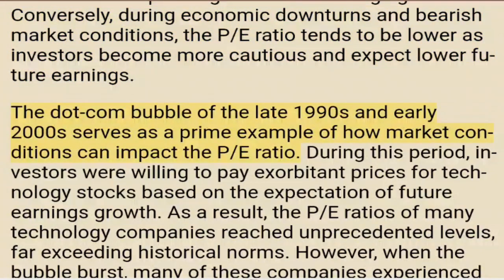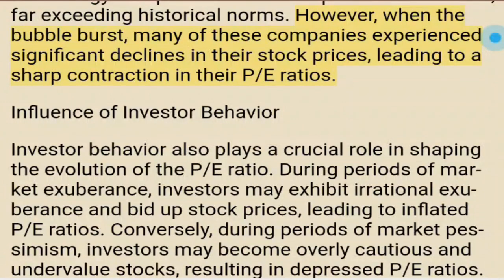The dot-com bubble of the late 1990s and early 2000s serves as a prime example of how market conditions can impact the P/E ratio. During this period, investors were willing to pay exorbitant prices for technology stocks based on the expectation of future earnings growth. As a result, the P/E ratios of many technology companies reached unprecedented levels, far exceeding historical norms. However, when the bubble burst, many of these companies experienced significant declines in their stock prices, leading to a sharp contraction in their P/E ratios.